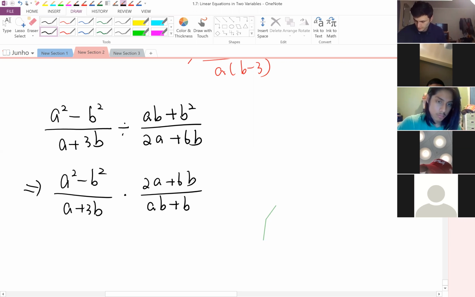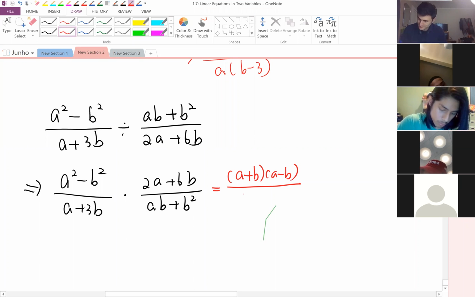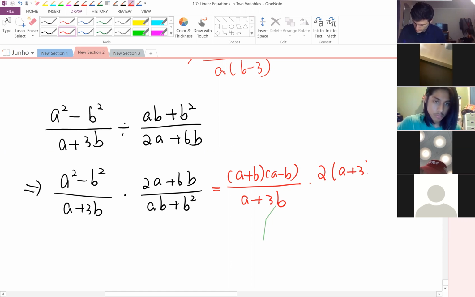Good job. And what will be the next step here then? We factor A square negative B square to A plus B and A negative B. And for the other one, the second side, we factor the numerator with the 2 common factor. It's going to be A plus 3B. And we factor the denominator with B. It will be A plus B.